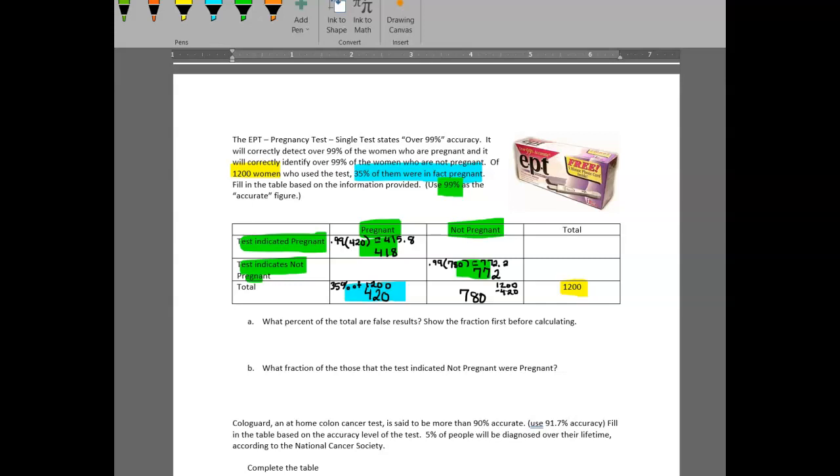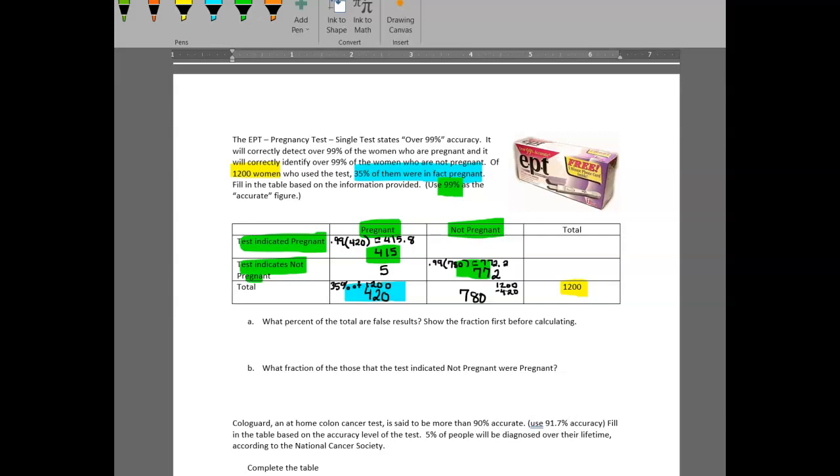Now, the difference between 418 and 420, oops, I didn't write that correctly. This should be 415, not 418. So between 415 and 420, there's a difference of 5.